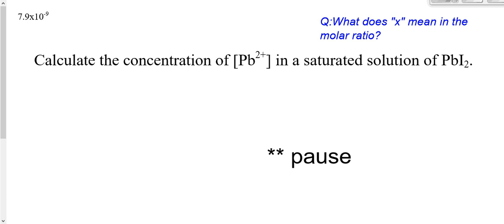In this example, we're going to take a look at what happens when we dissolve lead iodide. When lead iodide dissolves in water, it will break apart. And I would like you guys to pause the video here and see if you can write, just to start, the balanced equation for lead iodide. You don't need to go further than that. Okay, pause the video here, and when you're done, you can continue going.